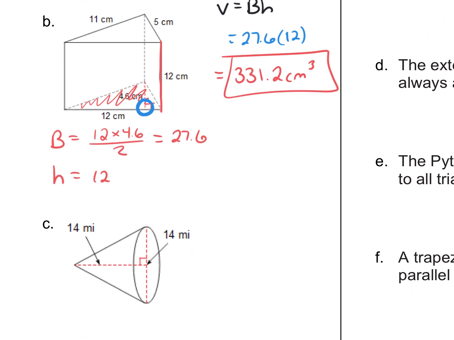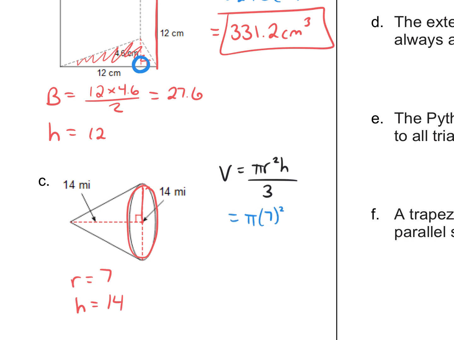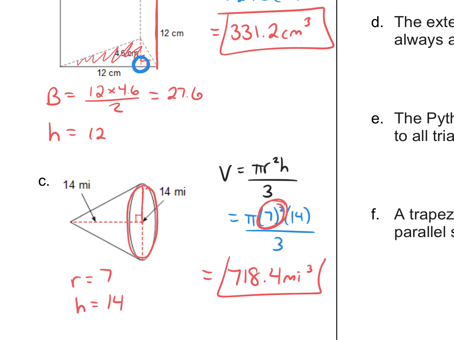Okay, and then part C, what is the general shape here? Cone, so we use volume equals pi r squared h divided by 3. What's my radius there? Yep. And height, 14. Plug it in. We get pi times 7 squared times 14 divided by 3. What should you probably do first? Squared. Yep, do that squared first. Final answer you should get 718.4 miles cubed. Some of us even forget the division at the end. Make sure you're doing the whole formula, not just stopping at that top part.